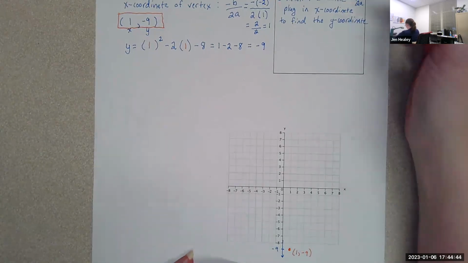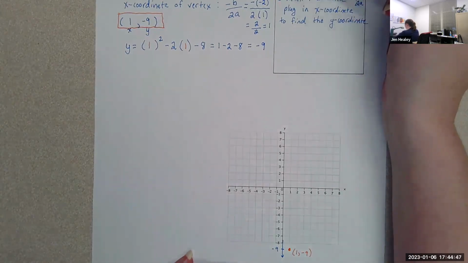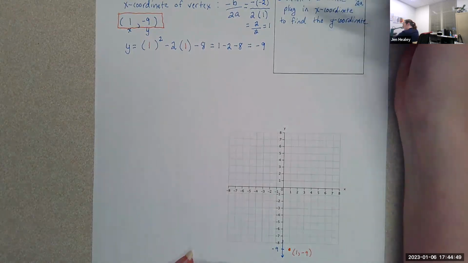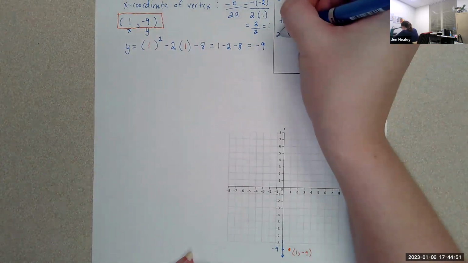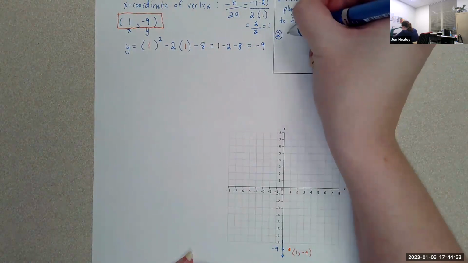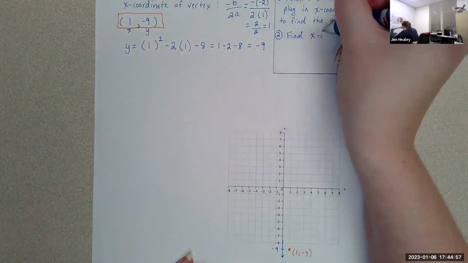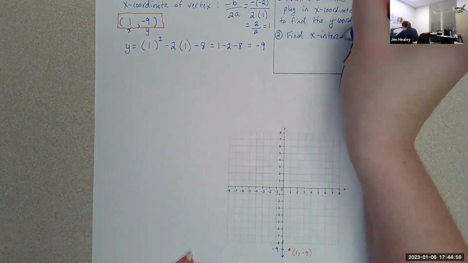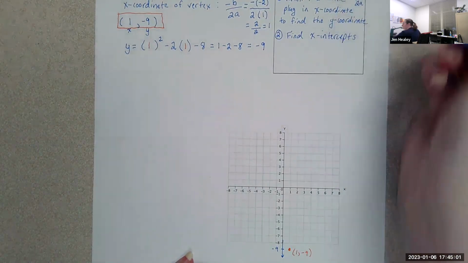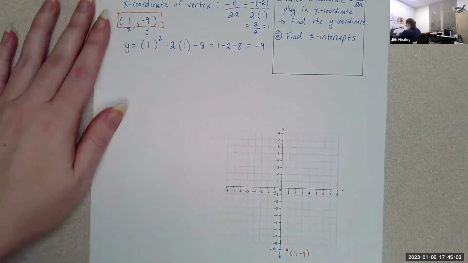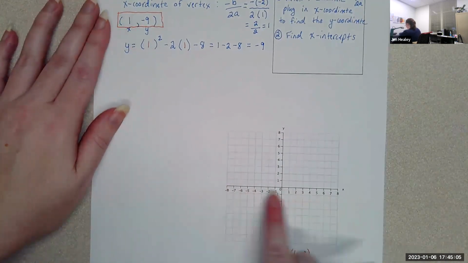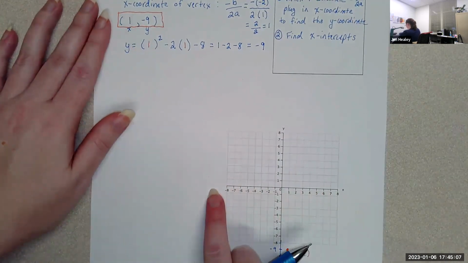All right. So that was the first step to finding a parabola. We needed to find the vertex. Second thing we want to do is find the x-intercepts. Okay, so x-intercepts, that's where it's crossing on the x-axis. And we talked about this with lines.